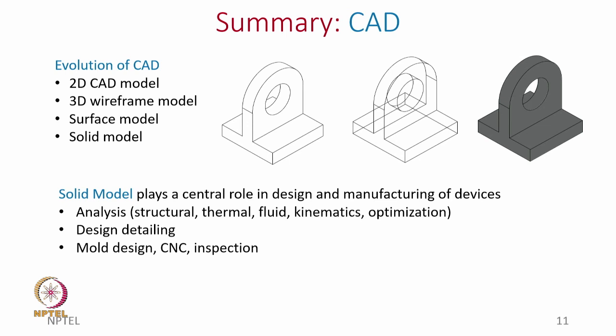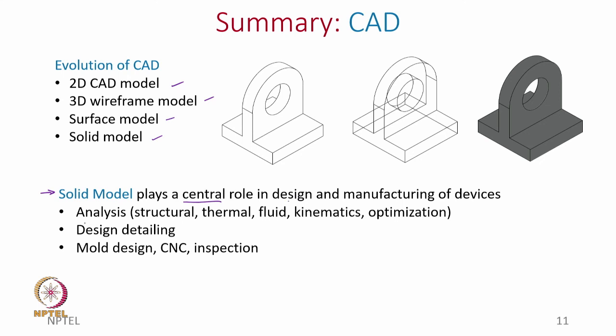So, let me summarize this lecture. We started by looking at the evolution of CAD models, where we started with a 2D CAD model, then the 3D wireframe models, the surface model, and finally the solid model. We said currently in the industry solid modeling is a more powerful technique and very commonly used. This solid model is used both in design and manufacturing. It plays a central role in the design and manufacturing of devices.